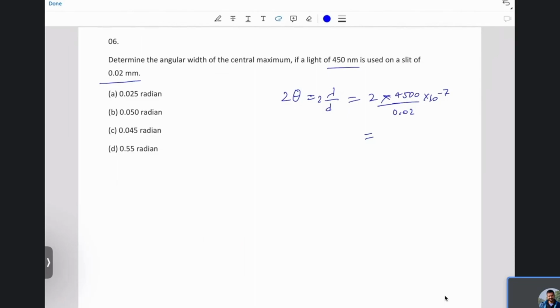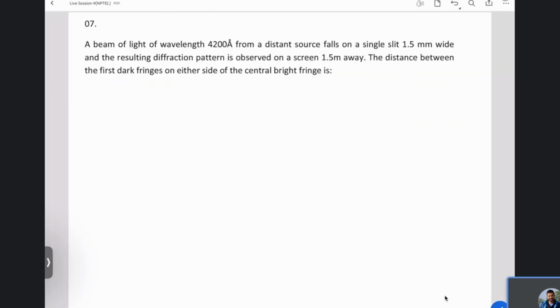I mean in meters it will be like this, and then 450 and 45, so 0.045 radian, right? Oh yeah, this was so simple a problem.